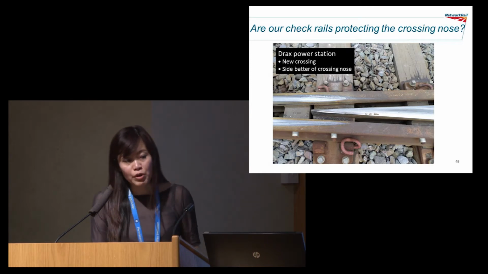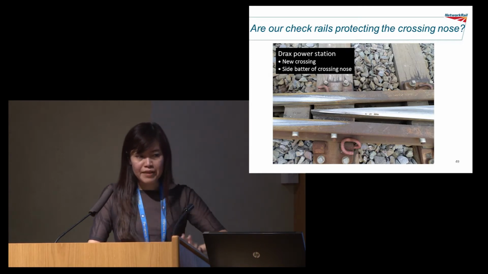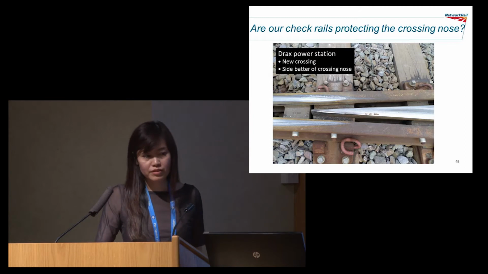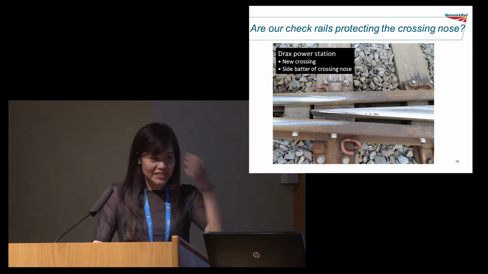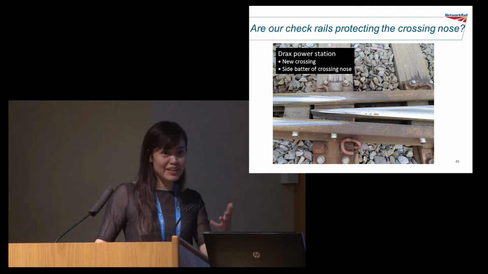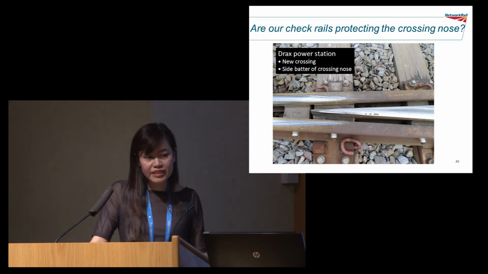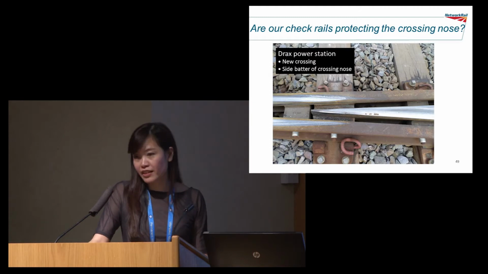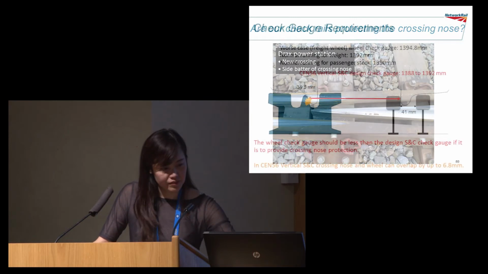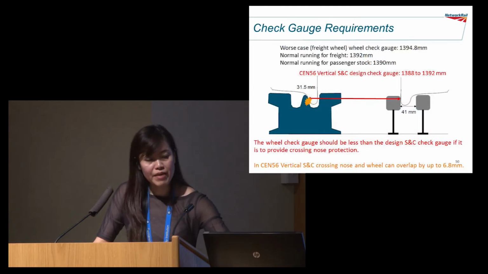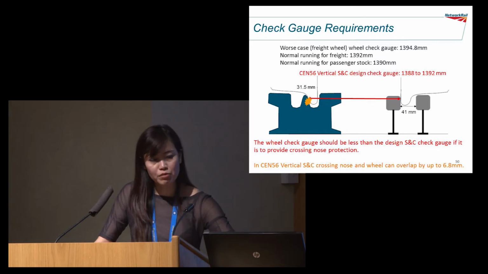What we have also noticed is that there's a lot of side batter on crossing noses. I got this photo from Dave Pete. This is at Drax power station. A new crossing is experiencing side batter. So it was apparent that the check rail wasn't doing much.